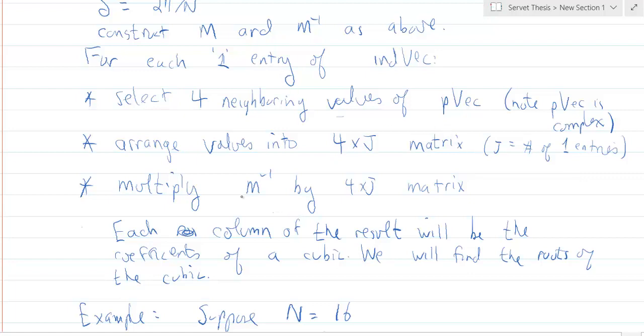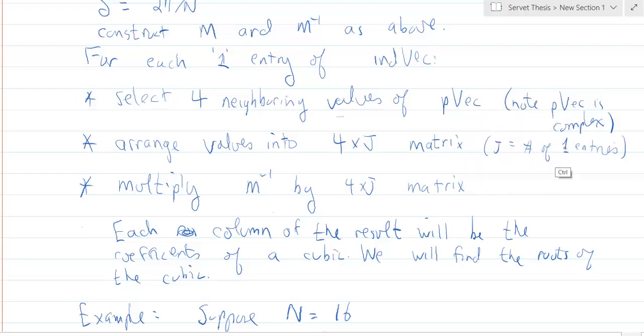Now, for each 1 entry in INVEC, this is the INVEC that you just found, first you select the 4 neighboring values of PVEC. And note PVEC is complex in this case. You want to arrange these values into a 4 by J matrix. I'll explain what this means in a moment. I'll give you an example.